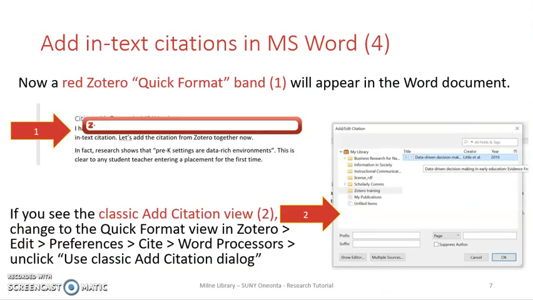Now, a red Zotero quick format band will appear in the Word document. If it doesn't and you get this Add Edit Citation box, that's the classic Add Citation view. If you prefer to use the quick format band, go back to Zotero, click again into Edit, Preferences, Cite, and the Word Processors tab, and you can unclick the Use Classic Add Citation dialog box. That will give you the quick format band the next time you go into Microsoft Word.